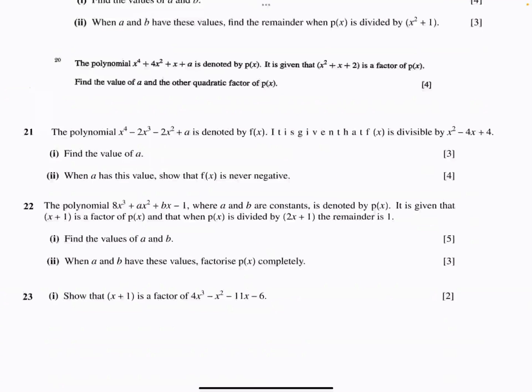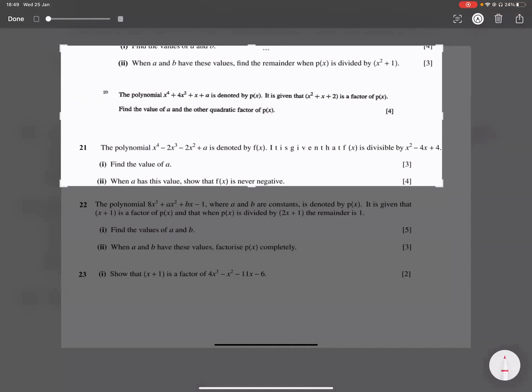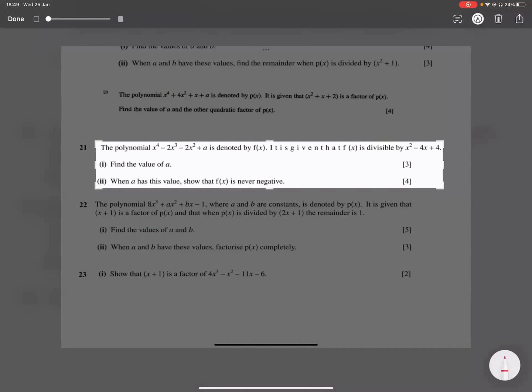Let's try this. This is question number 21 from this worksheet. Question number 21. Let's try this.